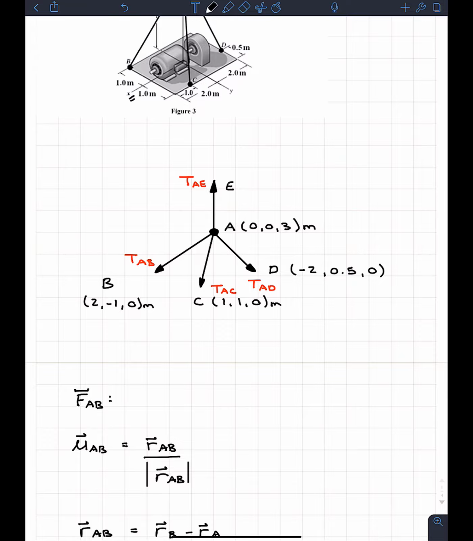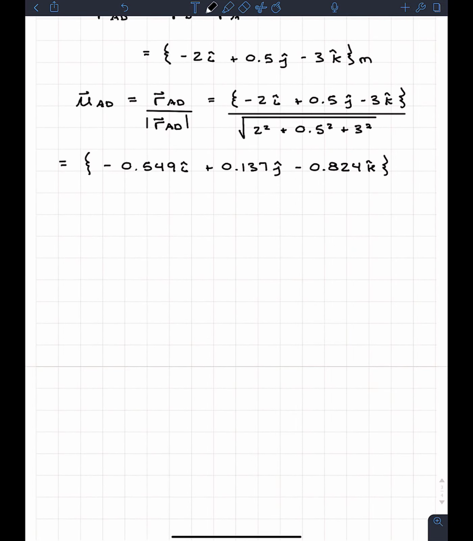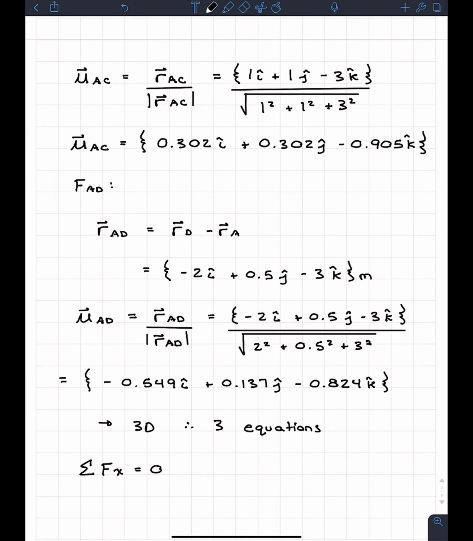Now what we can do is start taking the components of those unit vectors and deriving our 3 equations. Remember, 3D, so I'm going to write this down so everybody knows. We have a 3D scenario, therefore we have 3 equations. The first one is the sum of the forces in the x direction equal to 0. How do I get that equation? Well, I want to take the x component of all of those unit vectors and multiply them by the respective force.